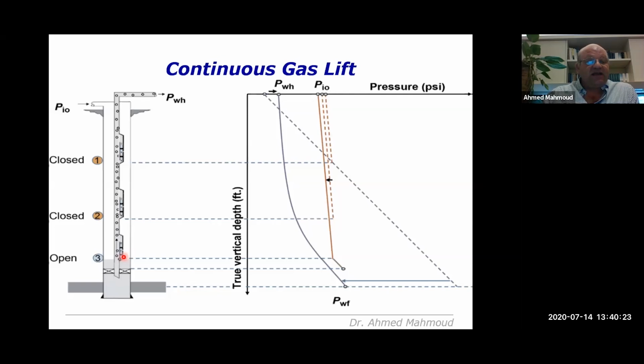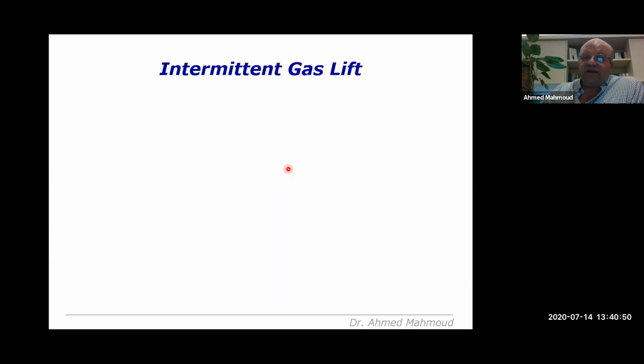It will keep on injecting gas, and this is now the gas entry point into the tubing. Within this process, I have reached this magic line, and this magic line is much, much better than the previous line, where the line was not even reaching up to the wellhead depth or the reservoir pressure or the wellhead pressure. So how about intermittent gas?